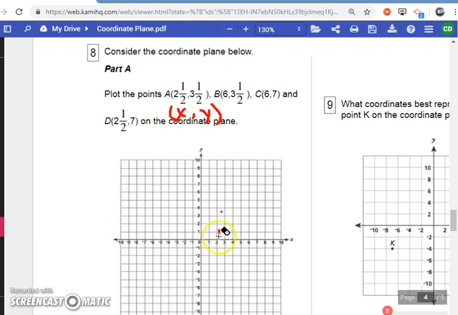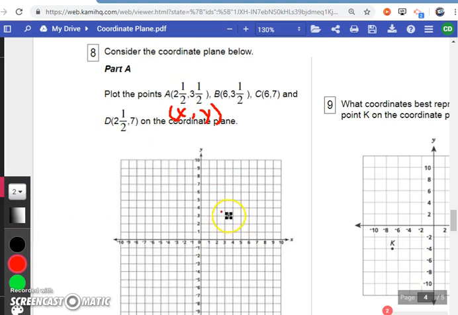Let me get rid of that little dot right there, not to confuse you. So I would label that point A, or plot A. And then B is 6. So I'm going to go over to 6, and then I'm going to go up 3.5 again. Boom. There is B. There you go.